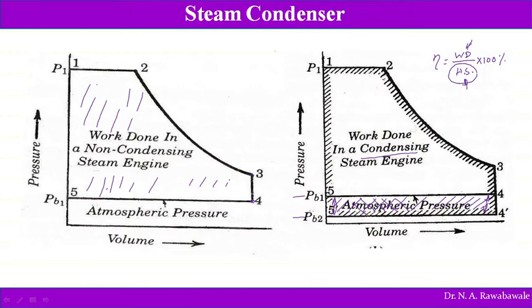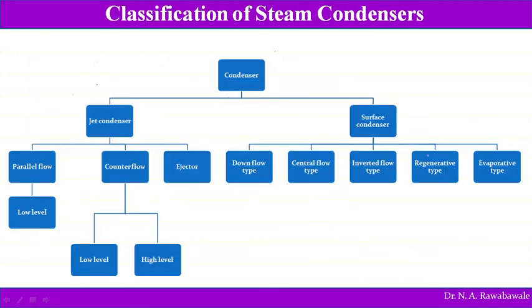Here work done is increased because of this condenser, and heat supplied is also reduced because the feed water is supplied at a higher temperature, therefore the heat supplied into the boiler is reduced. So heat supplied is reduced and work done is increased. This simultaneous increase in work done and reduction in heat supply helps us to increase the efficiency of a boiler plant.